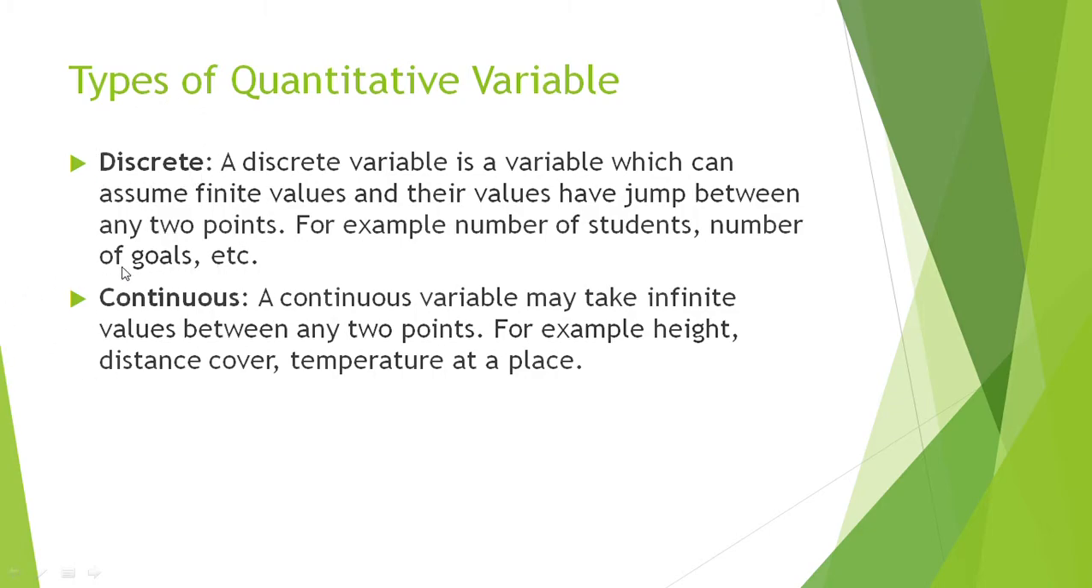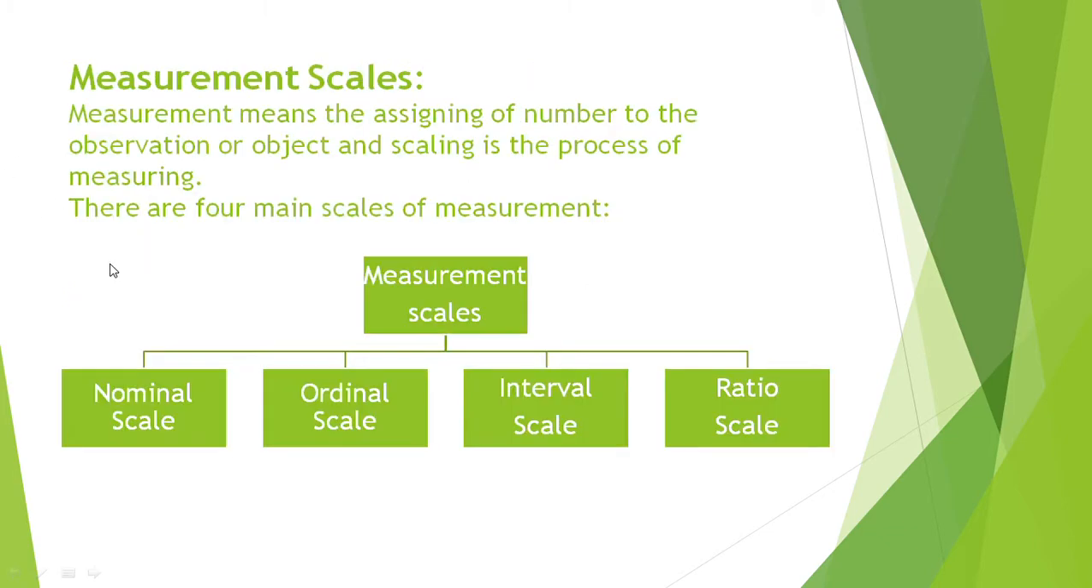And the variable which shows infinite points between two points is called the continuous variable. Anything which you measure, for example, the height, distance, temperature, etc., anything that you measure or that consists of decimal points, is called the continuous variable, and anything which you count is the discrete variable.